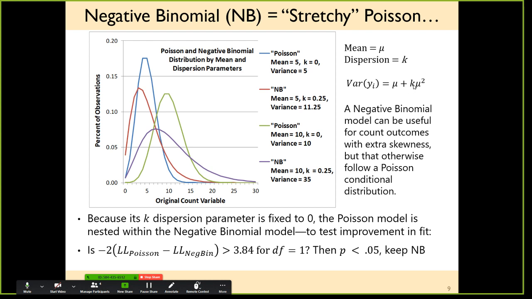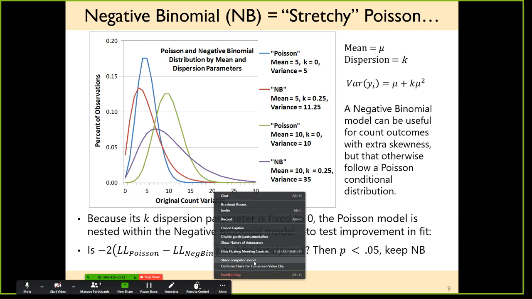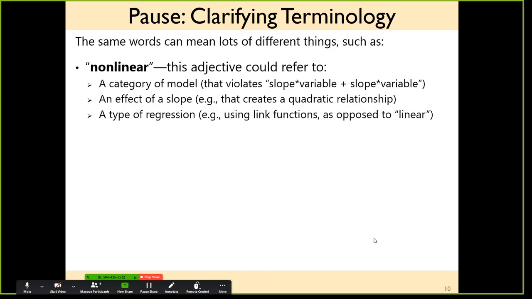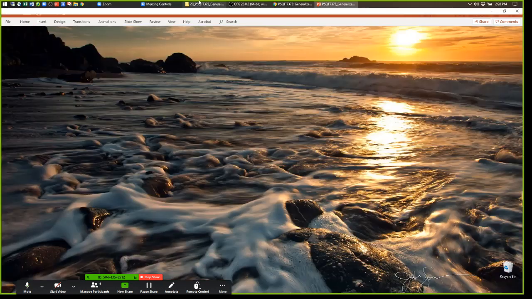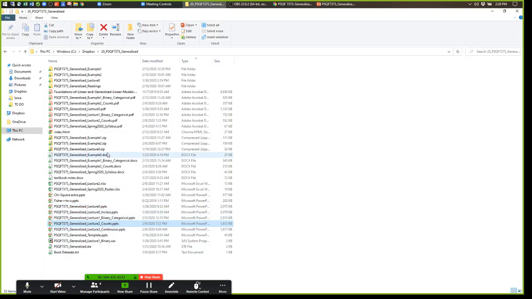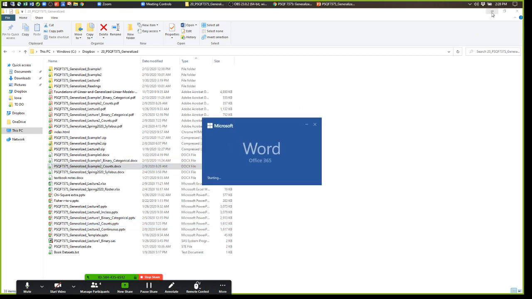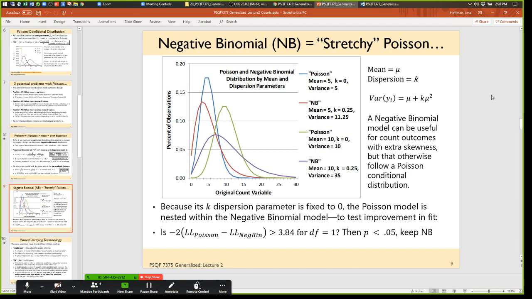Whether or not you need your K, whether or not you have this extra stretchy multiplicative thing, that's a likelihood ratio test, a nested model comparison. And so we'll get to do those for the first time as well. Is the negative binomial like a version of the Poisson? Nope. The Poisson is a special case if K is zero. Then they reduce to be the same thing.